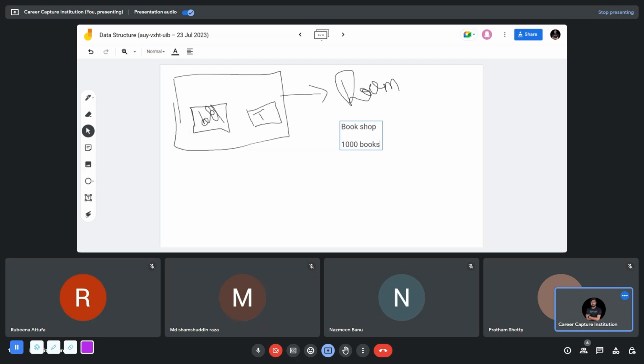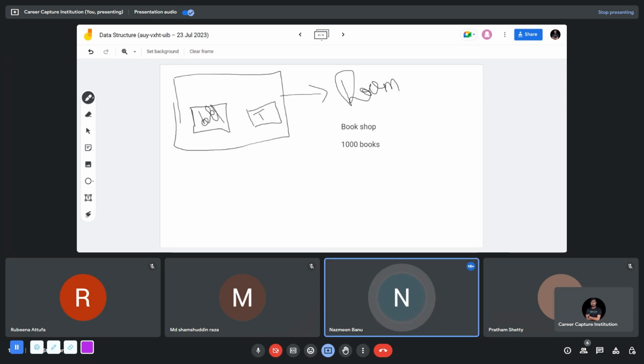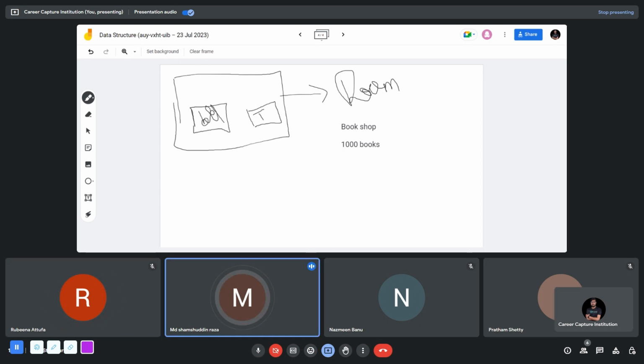And now I am a messy kind of person. Which kind of person? I am asking you all, not your neighbor. Nazmin, do you know the meaning of messy? Anyone else? Raza, Pratham, Rubina. Okay, are you all present in class? Rubina, you don't know the meaning of messy? Okay, that's what I was asking.